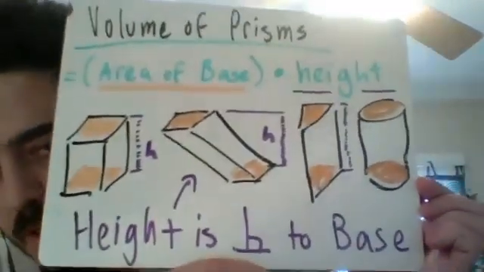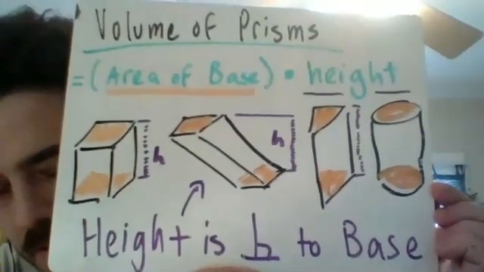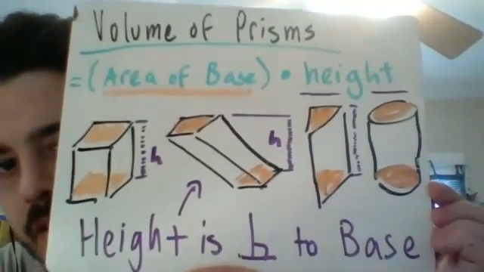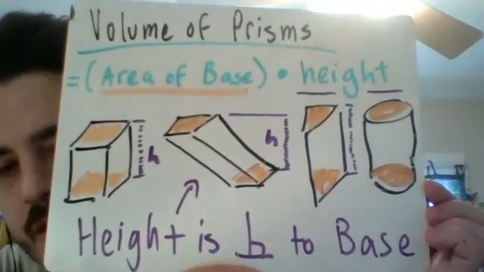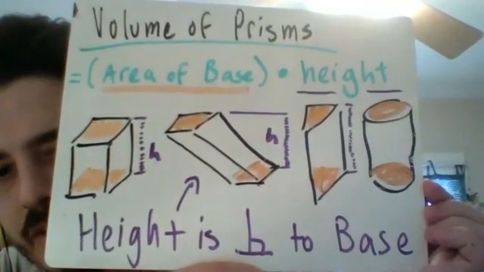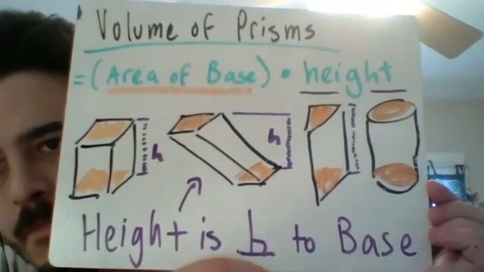So no matter what type of polygon is at the top of our prism, or if the prism is slanted or not, the volume of a prism will always be the area of the base times the height. So you have to know how to get the different areas of the different bases if you get stuck.